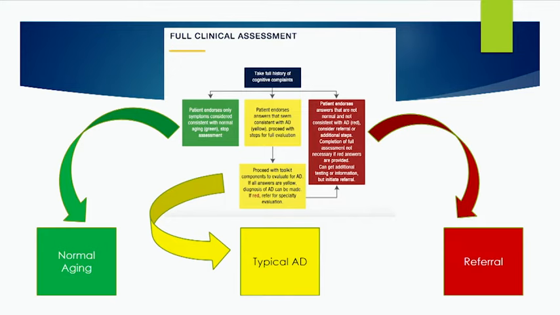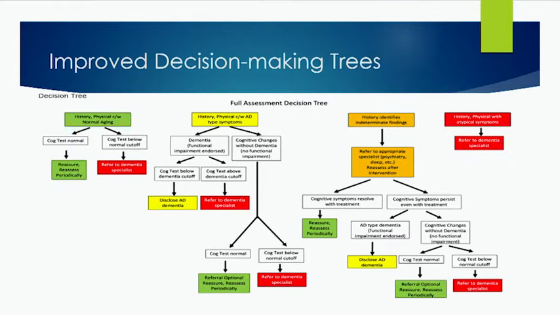But in the new updated version, you have improved decision-making trees. Now, this is a little bit complicated. We're not going to go through all this today, but basically, there are some times if the test results are out of proportion, like let's say everything's normal aging, and they score very, very low on one of the screening tests that you do. And the toolkit covers a variety of screening tests depending on what you like to use.